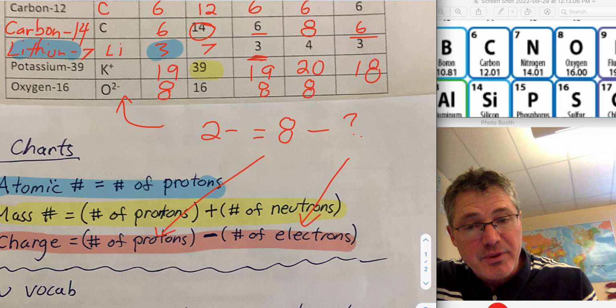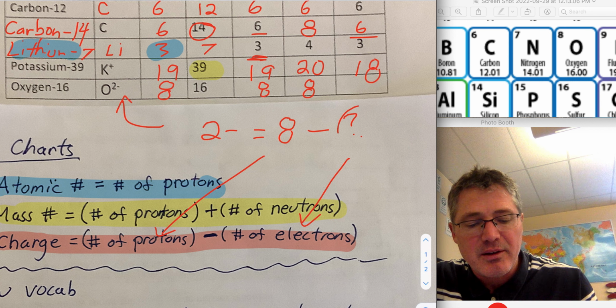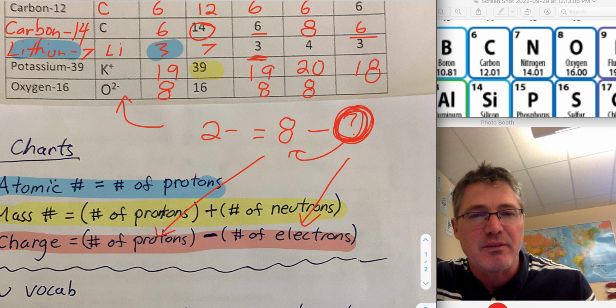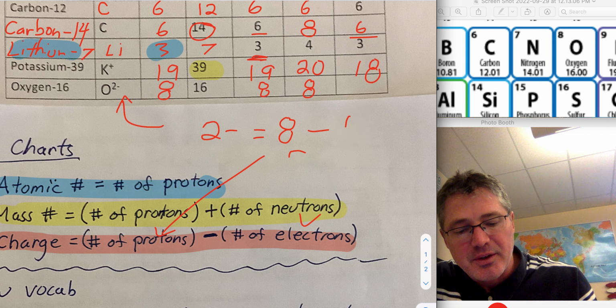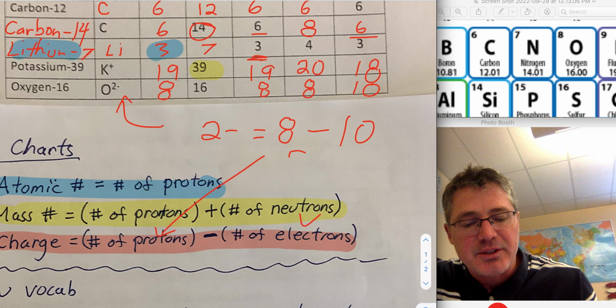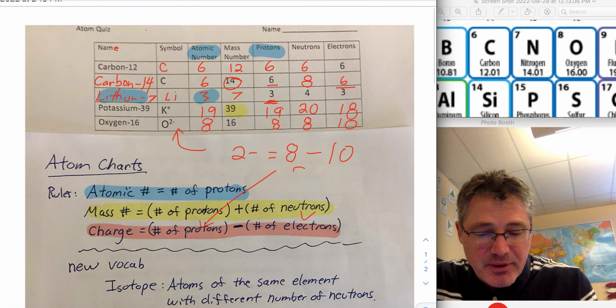If you're good with your math, you might be able to do this in your head. Basically, whatever we have in that question mark has to be bigger than 8 to get to that negative range, the negative 2. So the number would be 10. 8 minus 10 is equal to negative 2. So our electrons for oxygen in this case would be 10. So that's how you fill this out.